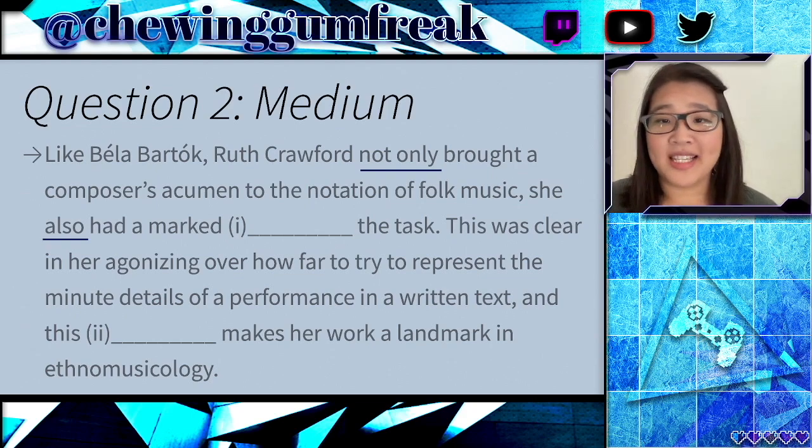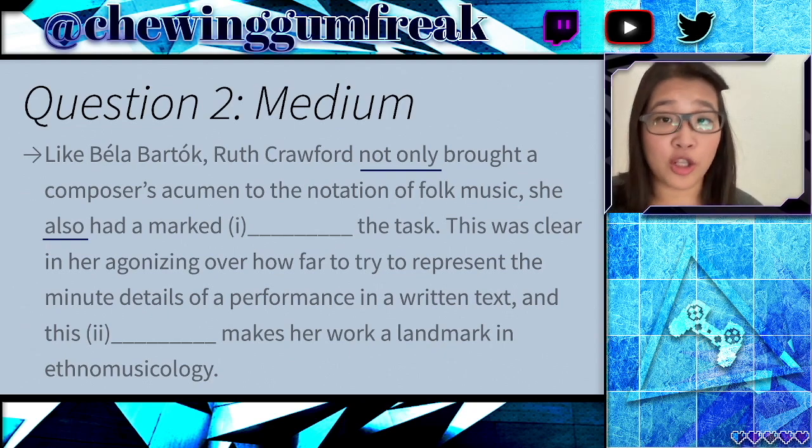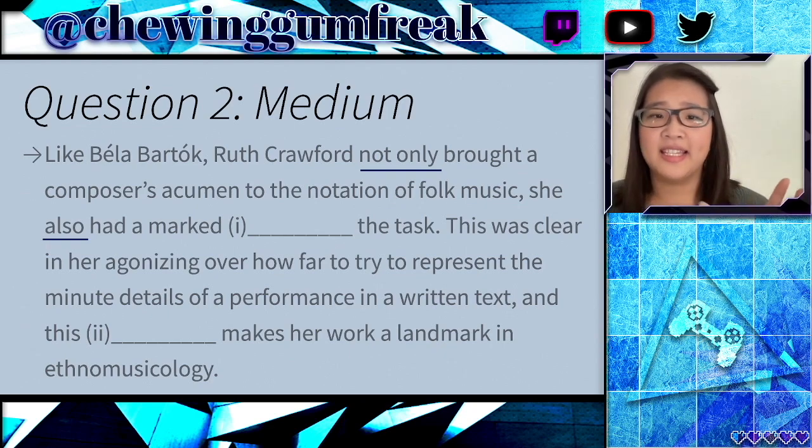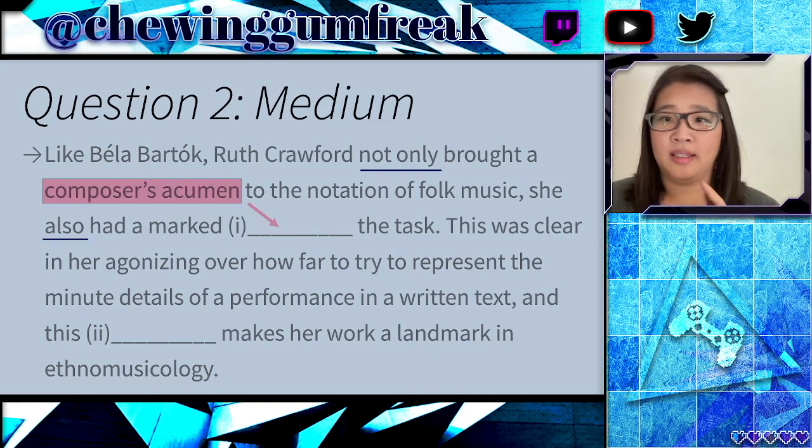What we know is that in the first part of the sentence, we're talking about a composer's acumen, something very positive, a deep knowledge of something. Also indicates that the first blank there is going to be about something very similar. Again, some sort of skill, some sort of knowledge or intimate relationship with. All right, so that is that.